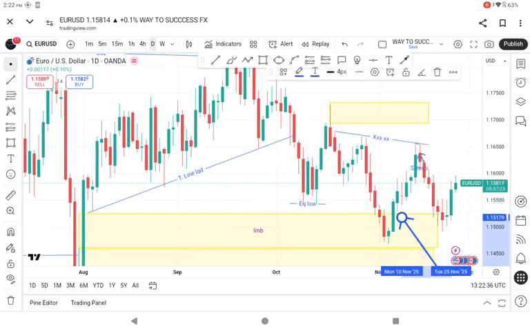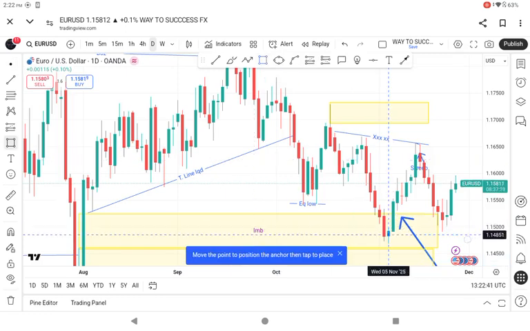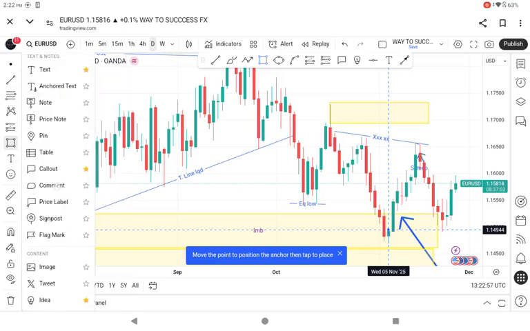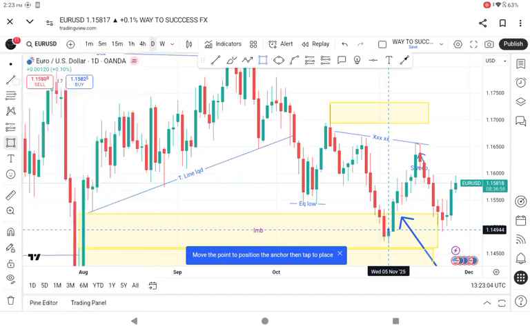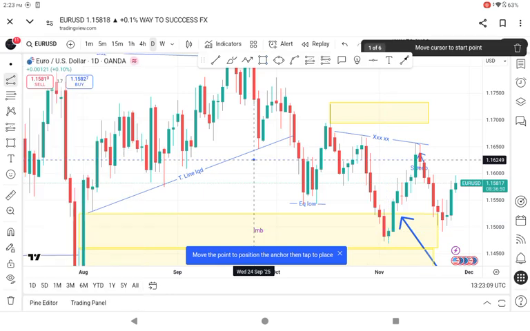And price now returns into this newly created imbalance. Let's return into this imbalance, I think I can access that too. Please guys, bear with me. Okay, I think this is it.